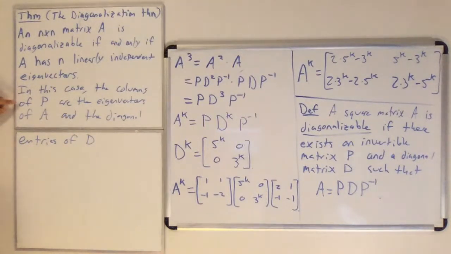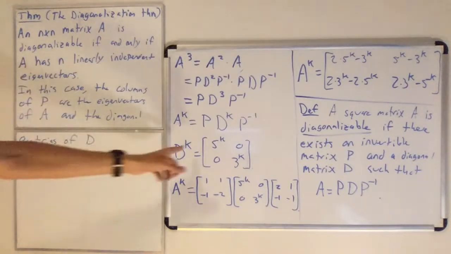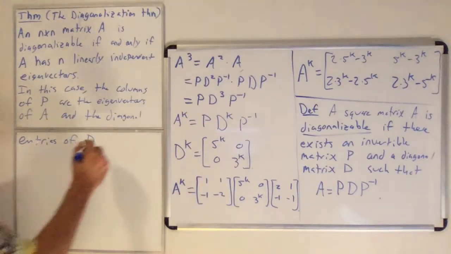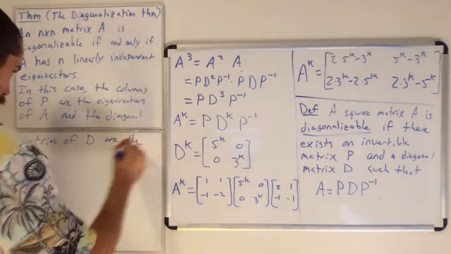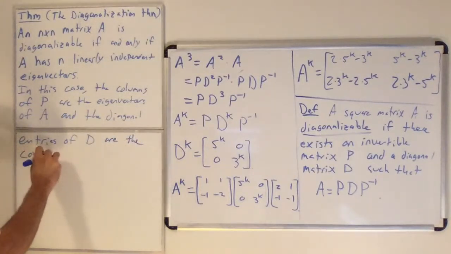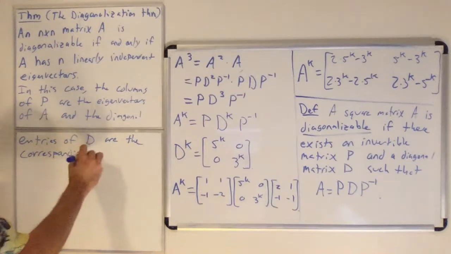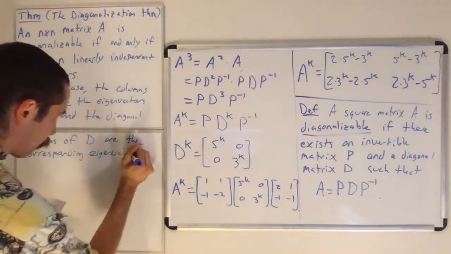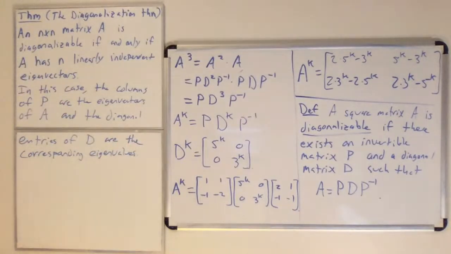So in this case, the columns of P are the eigenvectors of A, and the diagonal entries of D, which is our diagonal matrix, are the eigenvalues. So in order to diagonalize a matrix, what we have to do is find the eigenvalues and find the eigenvectors, and then we'll put them together into matrix form.